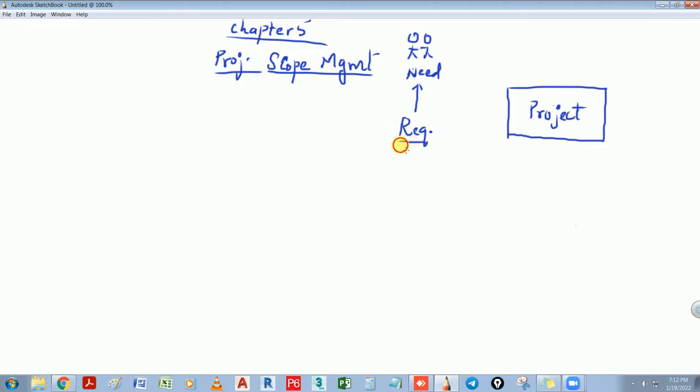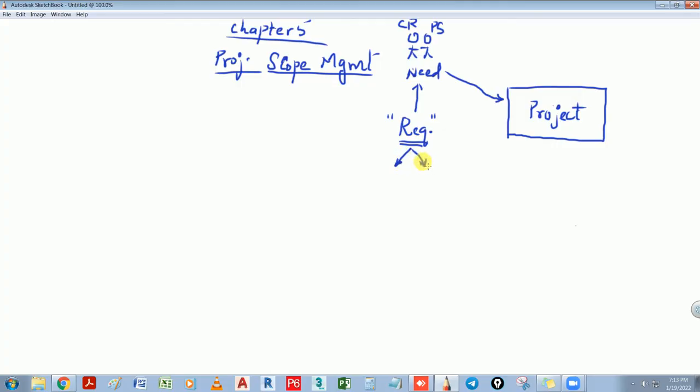What does a requirement mean? Requirement means need. This can come from many people. It can come from a customer. It can come from a project sponsor, isn't it? So before a project starts, there has to be a need. Let's say this is a requirement. So a customer comes with a requirement. John, I need to do this project. So what can we say requirement is?